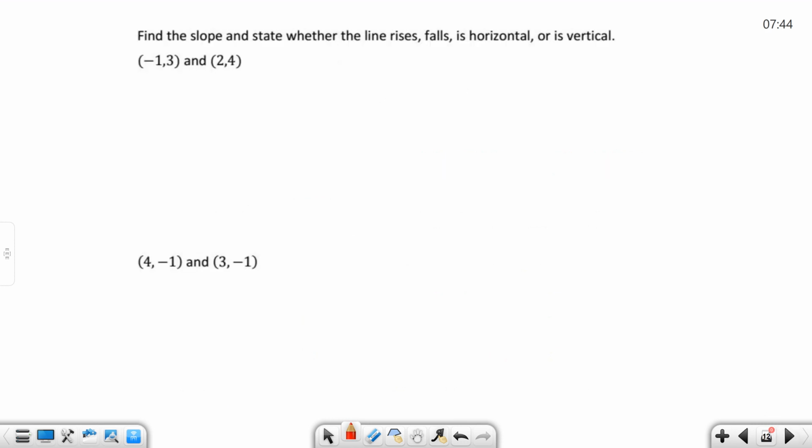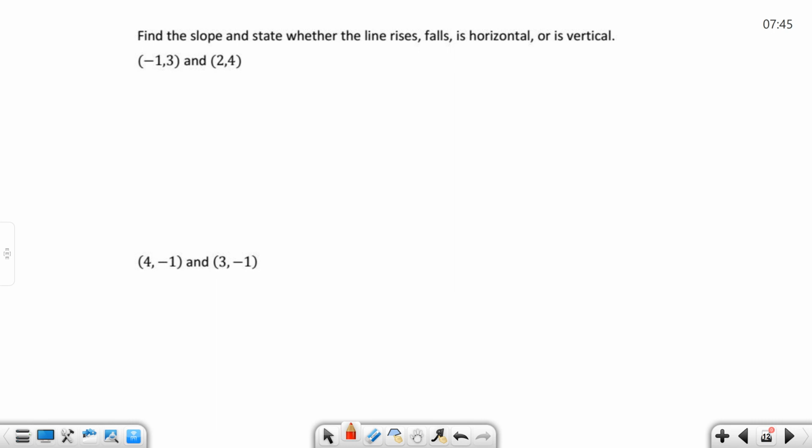So let's look at some examples of slope here. Let's find the slope and state whether the line rises, falls, is horizontal or vertical. So remember, slope is rise over run. Let's talk about the rising and falling part real quick before we actually start finding these. If you have a positive slope, what is your line doing from left to right? It's rising. What if you have a negative slope? What's your line doing from left to right?